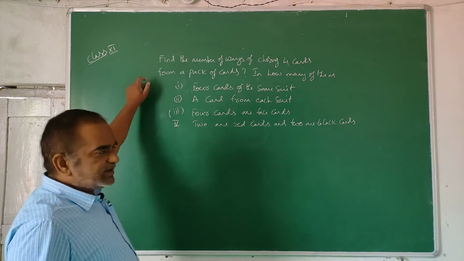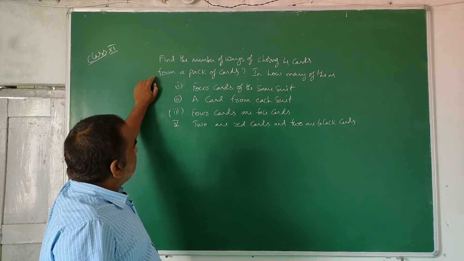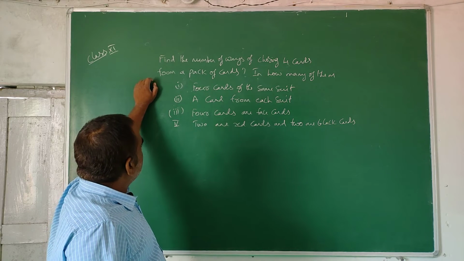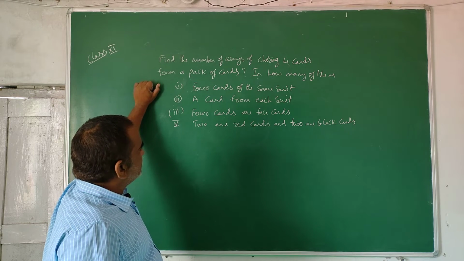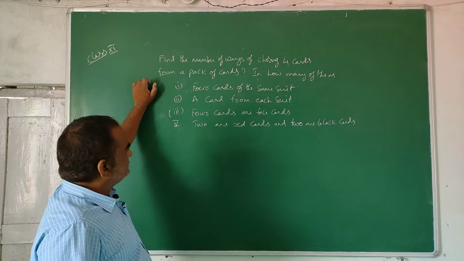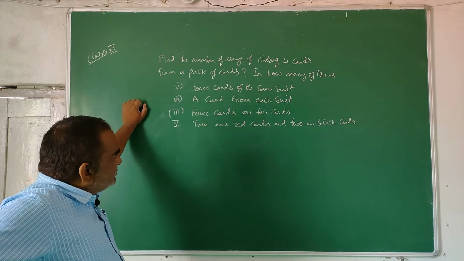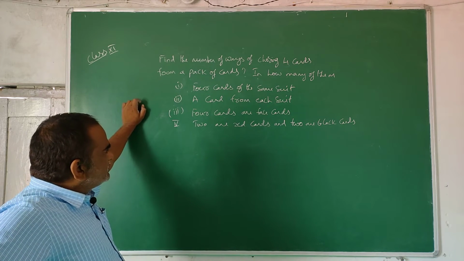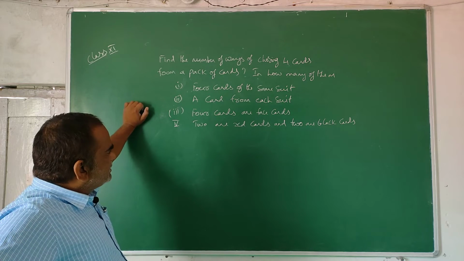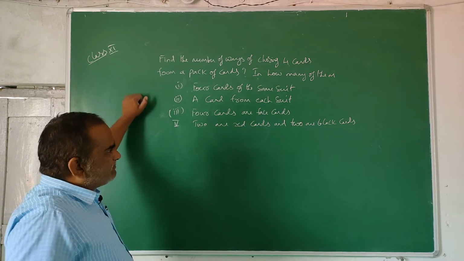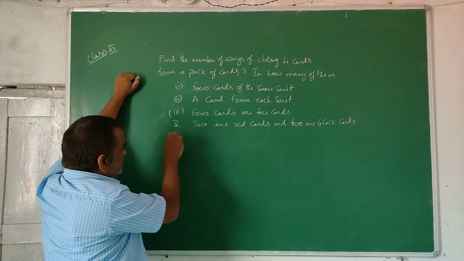Students, our next problem is: find the number of ways of choosing 4 cards from a pack of cards. In how many of them: 4 cards of the same suit, a card from each suit, 4 cards are face cards, 2 are red cards and 2 are black cards. So, solution.